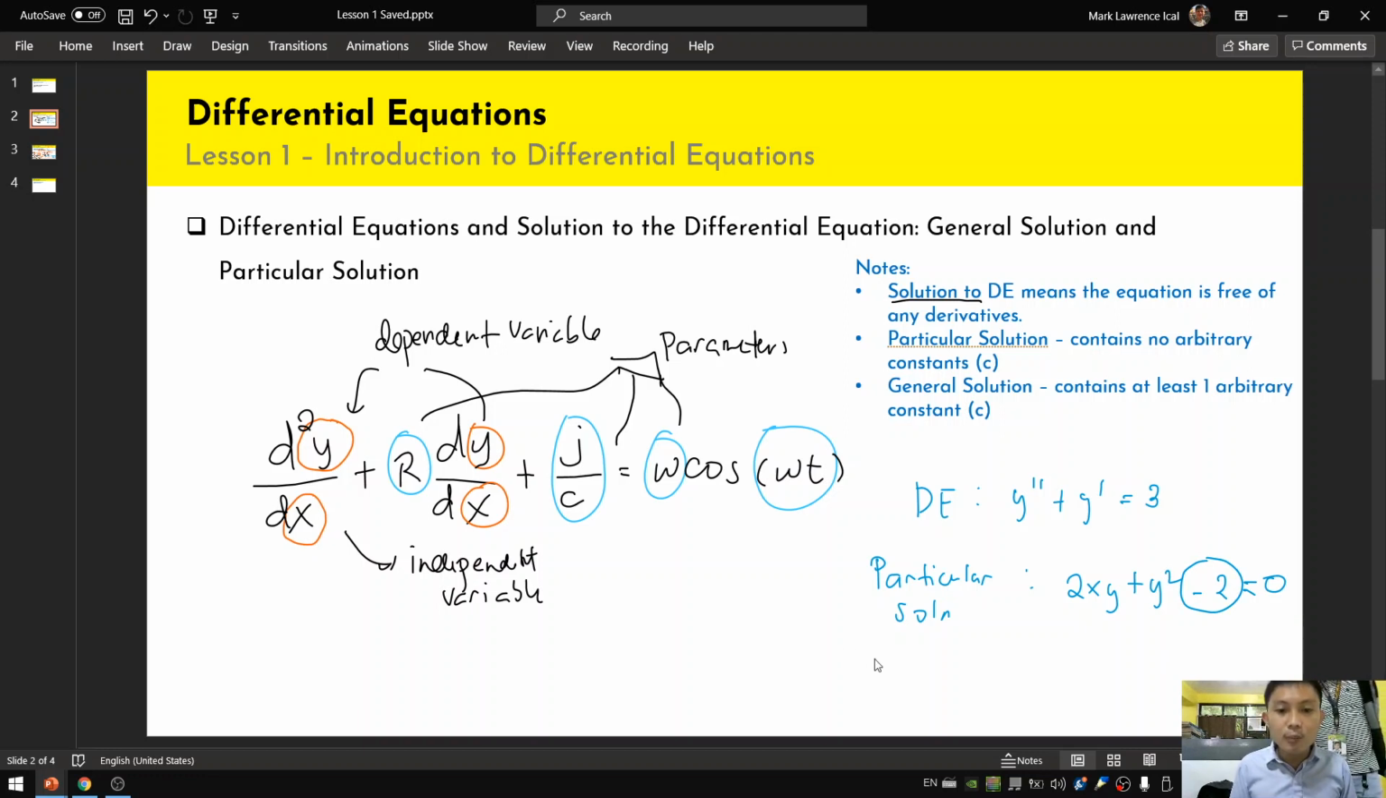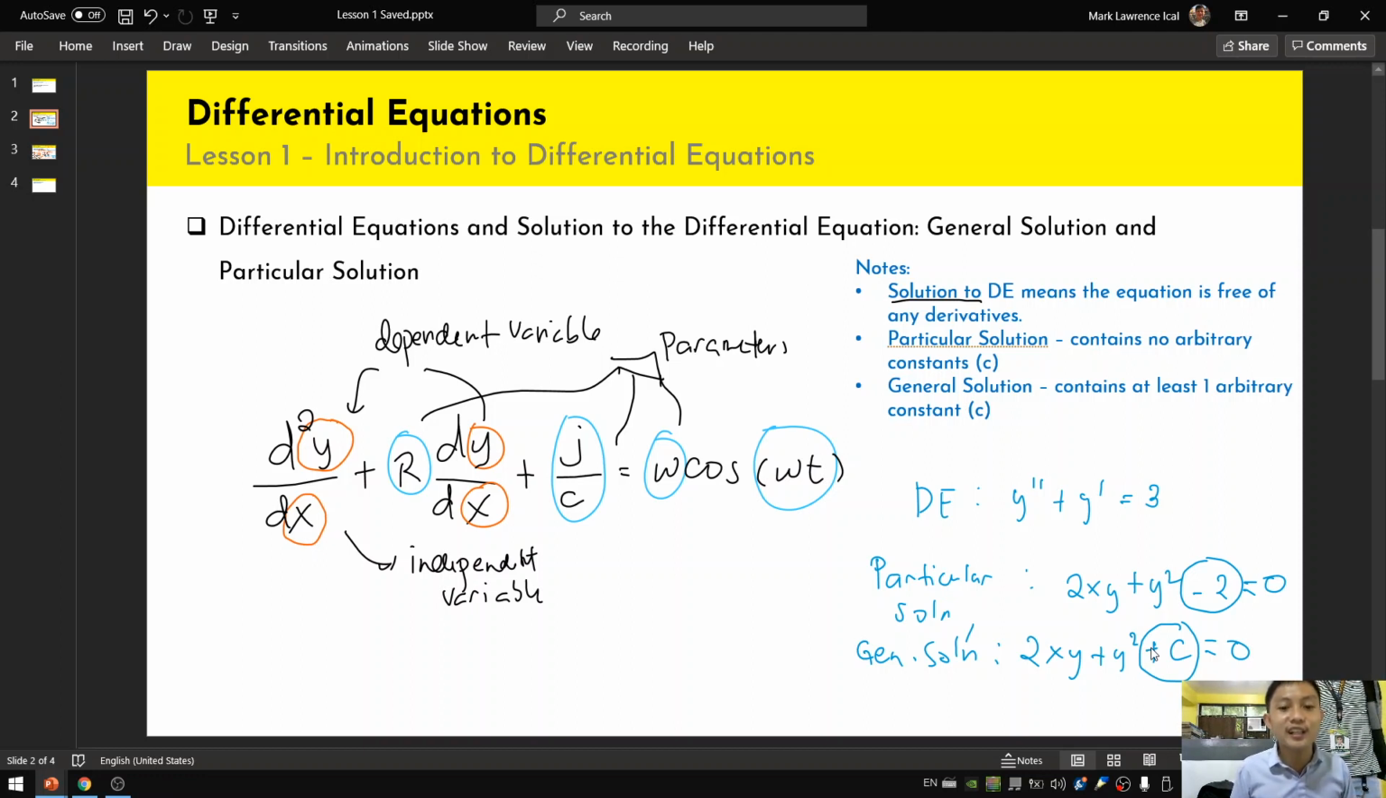So, how about for the general solution? The general solution looks like this. So, 2xy plus y squared plus c is equals to 0. So, as you can see, this is a general solution. When we say general solution, it means that the value of c can vary. So, it's not exact. It's not particular.